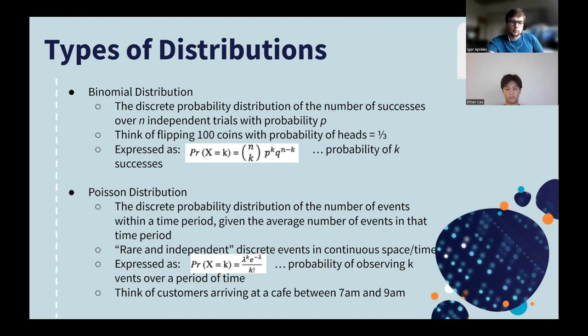And we have the formula as well. Lambda, as you can see, just stands for the average number of events in the time period that we're given. And then k is the same as k above. It's the k events over a period of time.